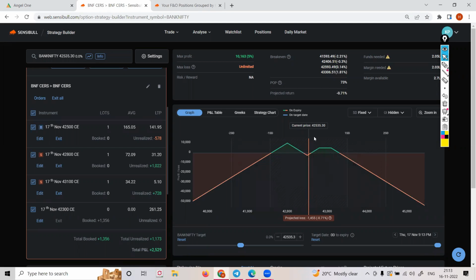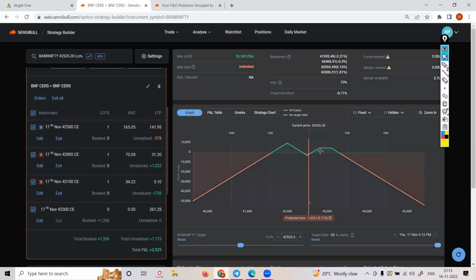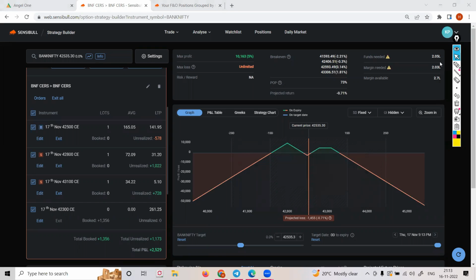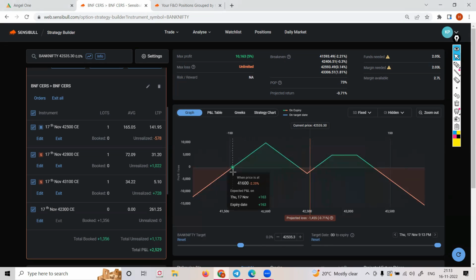Next day, tomorrow, is the expiry day. Let's say if you're able to trap the market, or the market gets trapped between this green area, you will be getting 5,163. Now you calculate the profit and loss and everything. This is one of the adjustments. The safety you have is almost like 2.2% on the downside. Check it here, 2.21%. And then you have almost like 1.81%.